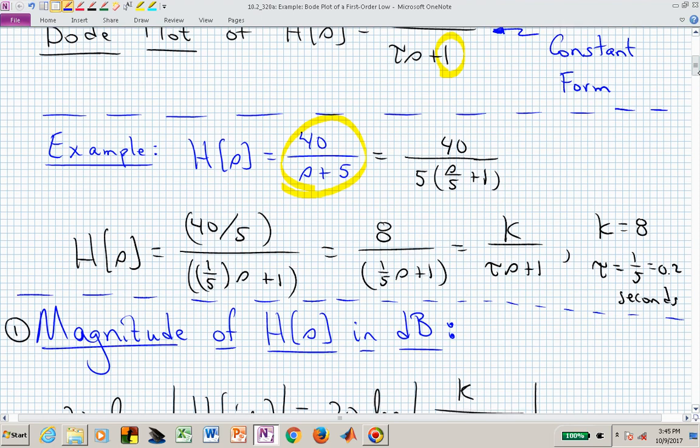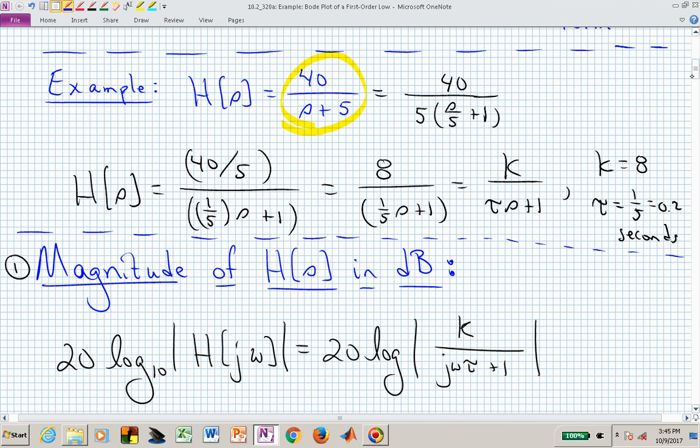Let's look at the magnitude of H(s) in dB. The magnitude in dB, we take the magnitude of that. We're sketching the Bode plot, which means we're taking s and evaluating it along the imaginary axis, or we're evaluating this transfer function when s is restricted to j omega. So if we're thinking about what we're doing, here is our s-plane.